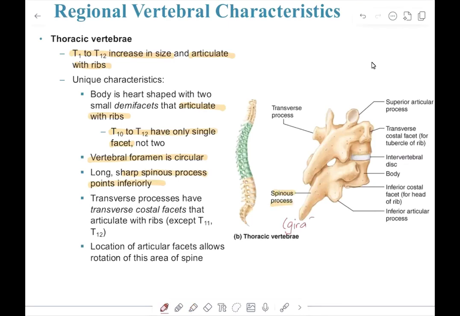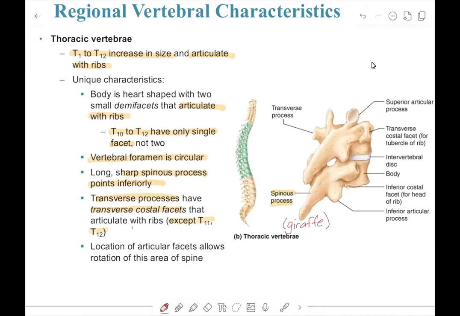So remember, it looks like the head of a giraffe. So that's how you're going to identify it in lab. For example, if you have an image with a couple different vertebrae next to each other, and you're asked to identify which one's lumbar and which one is thoracic. The transverse processes have transverse costal facets, except T11 and T12.